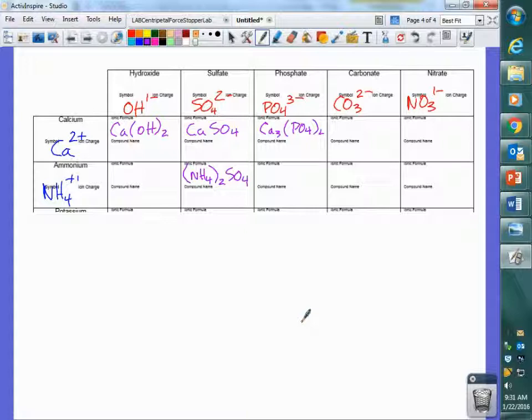Pop quiz. Not to turn in. How many atoms are bonded together in that compound? Talk to the person next to you. How many atoms are bonded together in that compound?